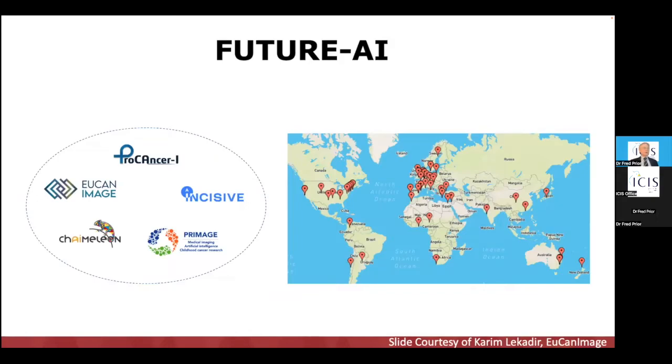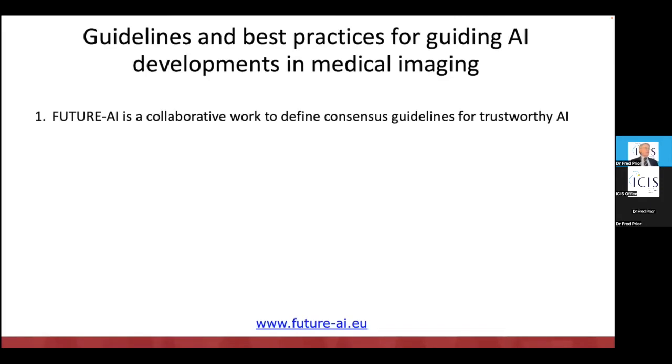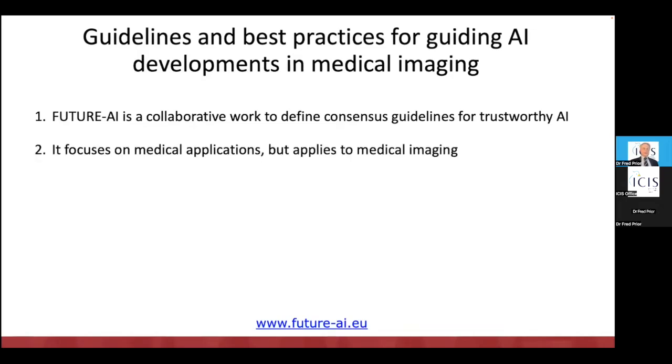So we were trying to develop a best practice framework that's not country specific, but is globally applicable. And so we started off with 52 guidelines. It's now down to 30 that have been refined. We're continuing to refine that process. The guidelines and best practices are really focused on AI and medical imaging. So it's a collaborative work to define these consensus guidelines for trustworthy AI.